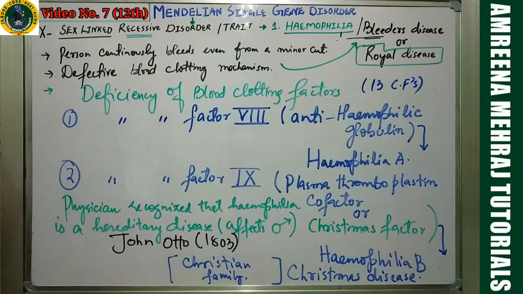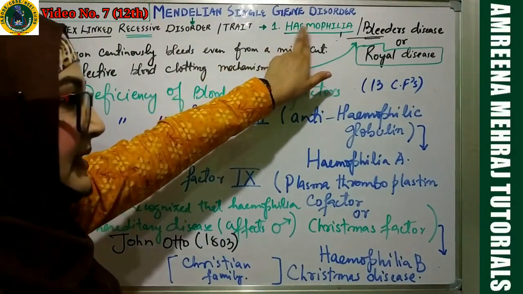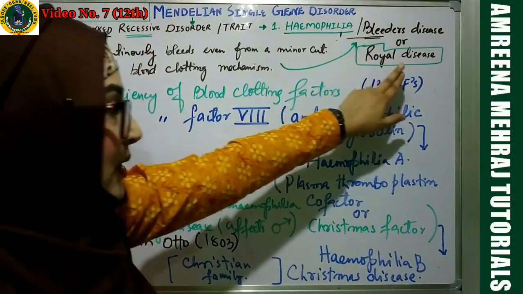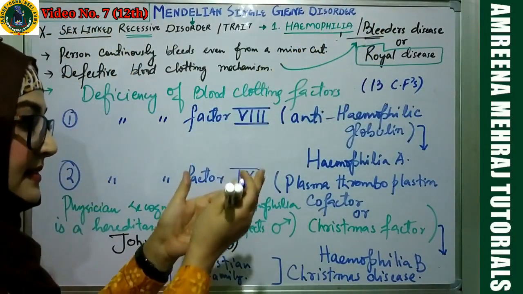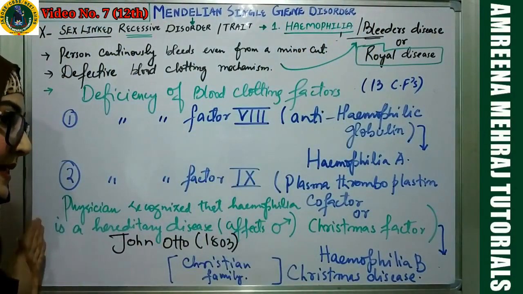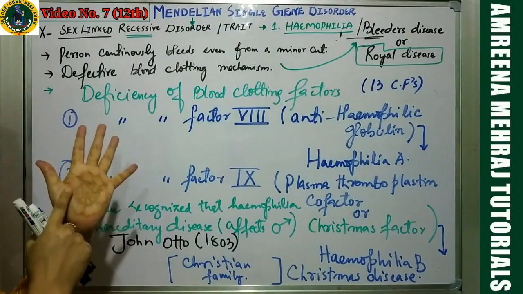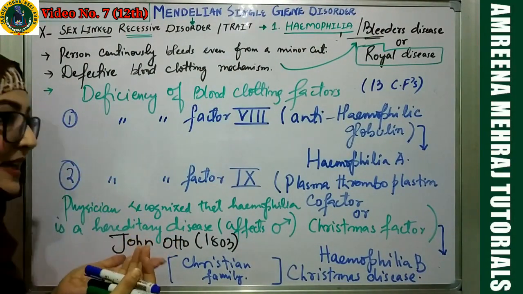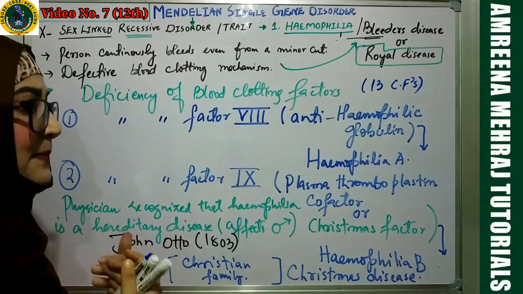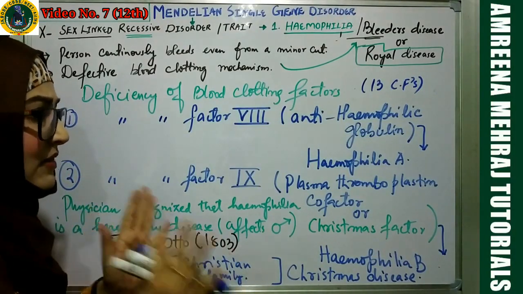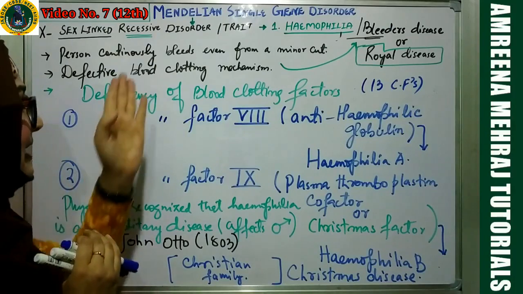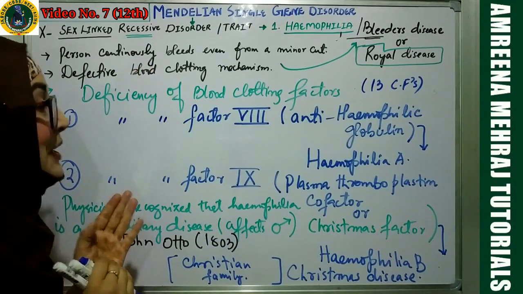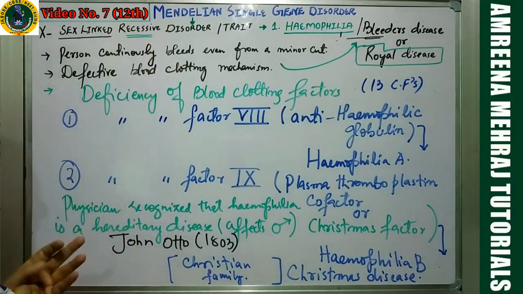For the time being, what you understood is that hemophilia is a bleeder's disease. It's also called royal disease. Bleeder's disease because in this disease, a person will continuously keep on bleeding, even through a minor cut, which is otherwise very normal. Because, alhamdulillah, Almighty Allah has kept this blood clotting mechanism in the body. Clotting factors get activated and we have a strong fibrin clot. But they do not form a strong fibrin clot because of the defective clotting mechanism.